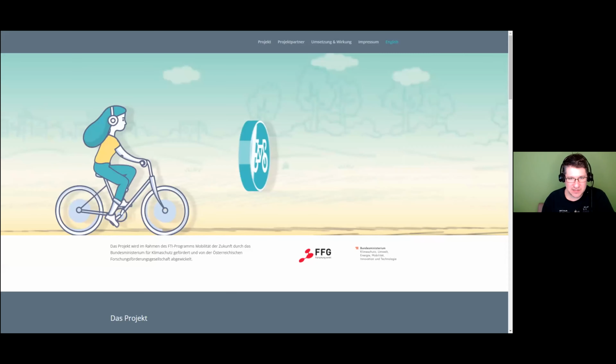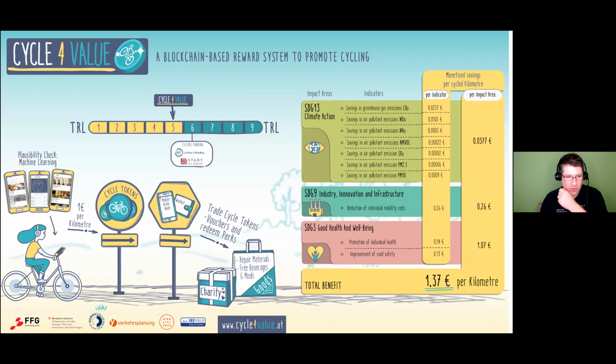So the second project is Cycle for Value. It's a baby of Thomas Wernbacher, basically, because it's his topic, cycling, and I was only responsible for the token economics. And it's a gamification approach where we like to encourage people to use the bike more often. And for the first 8 kilometers that you ride your bicycle, you get a cycle token. And this cycle token can then be used as a voucher to redeem certain gifts and prizes, or go shopping with partner shops.